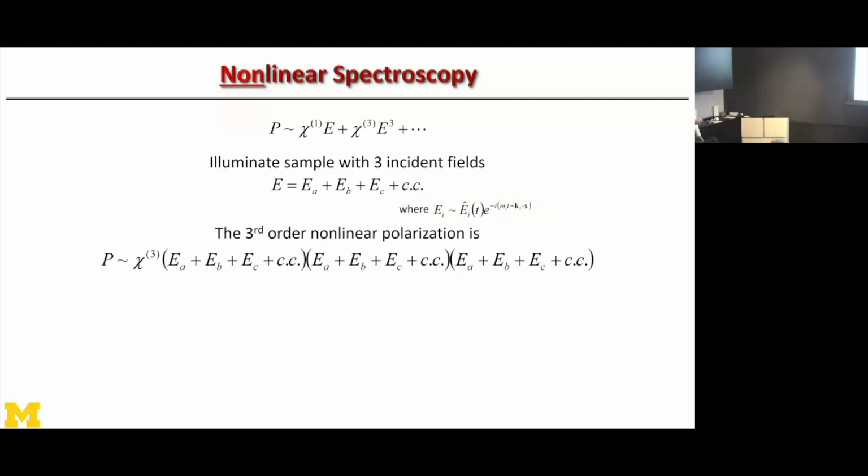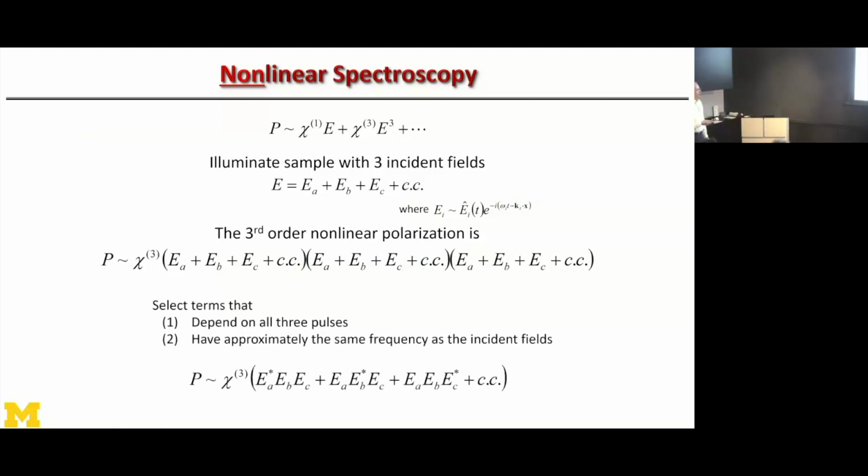And so if I plug this into the third order one, this looks pretty messy. I have all these terms, they're all multiplied out. So how do I actually simplify this? Well, first, I'm going to make a couple of assumptions. First of all, I only want the terms that depend on all three pulses, okay? So a term like E_A cubed, that's third harmonic generation, but it's not particularly interesting. I would just use a single pulse for that. And also I want the polarization, and thus the emitted radiation, to have approximately the same frequency as the incident fields. So that means I need to pull a star out of one of these guys in order to do that. So these are the three remaining terms, okay?